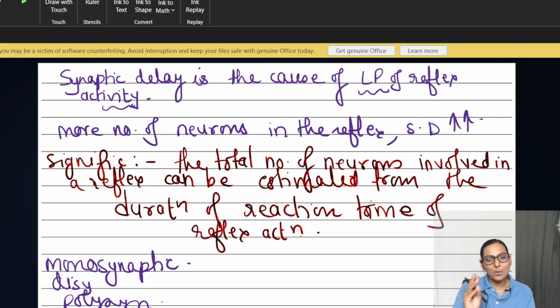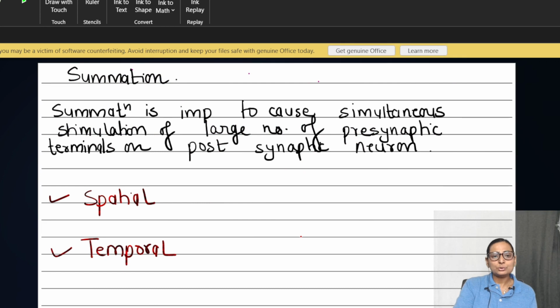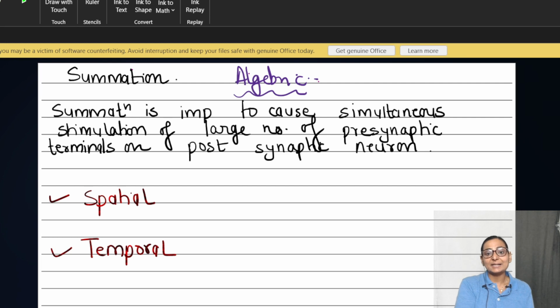So what is one way conduction or the forward conduction? Then second one, what is synaptic delay? Now coming on to what is summation. Now summation is simply a kind of algebraic summation which we used to do when we were studying algebra, but obviously in the case of neurons it is something different.